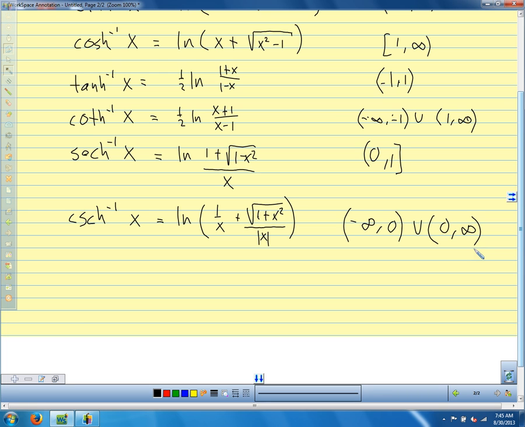Graphs, the book has graphs of these on page 388. And this table is listed in your book as well. I just wanted you to have it in your notes as well. Page 388, graphs. And the table on page 387 of these functions.